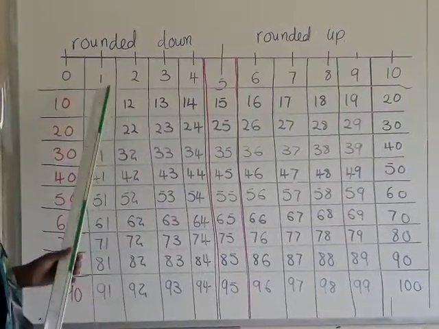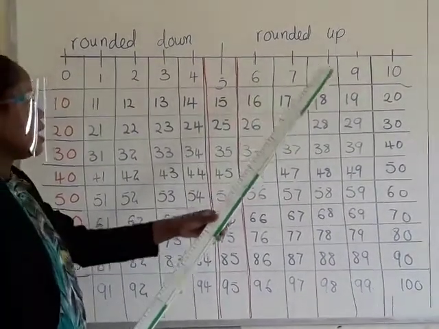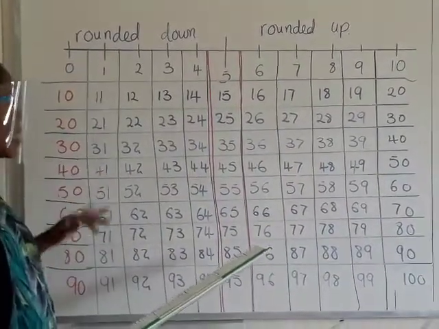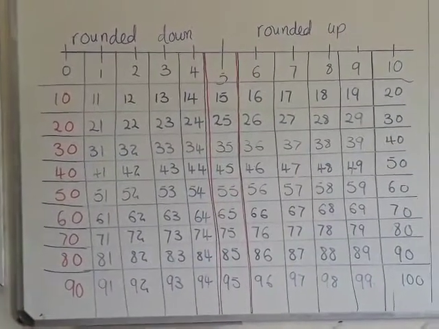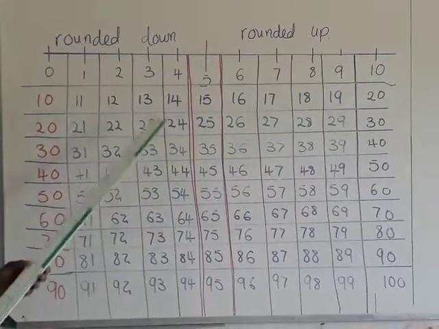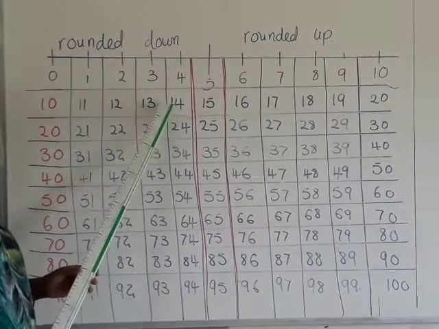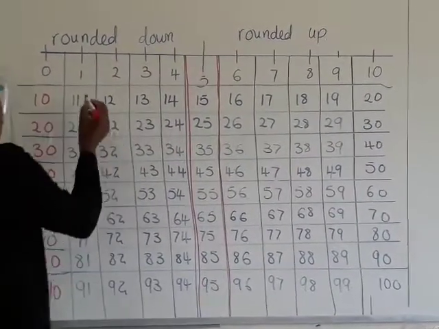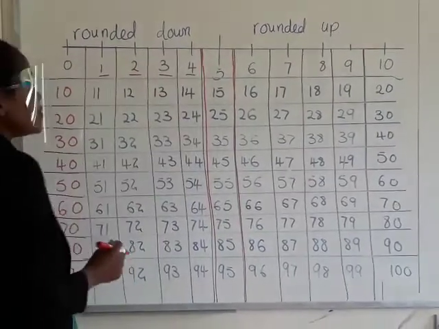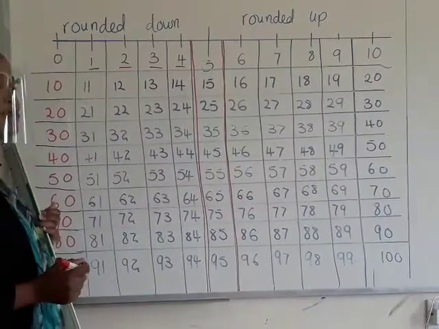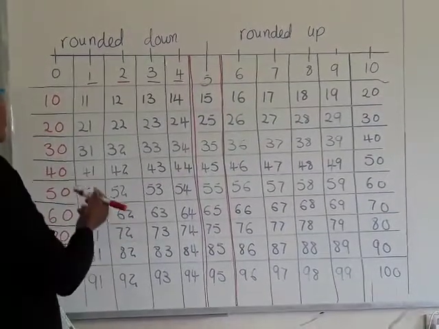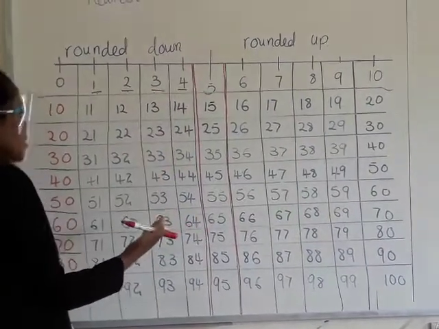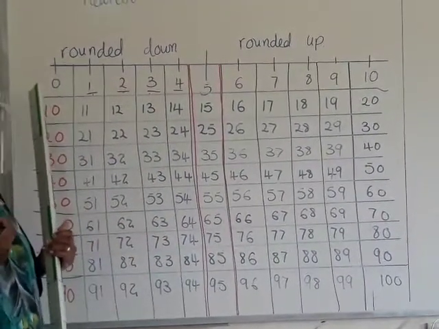Now, we don't only have 1, 2, 3, 4, or 5, 6, 7, 8, 9. We have lots and lots of numbers, as you can see. So we would like to explore different numbers by rounding them to the nearest 10. Now, let's come here. 14. 14 is near to what? Remember the clue. All the numbers that have got a 1, a 2, a 3, and a 4 at the end are all rounded down. That's the clue that I can give you.